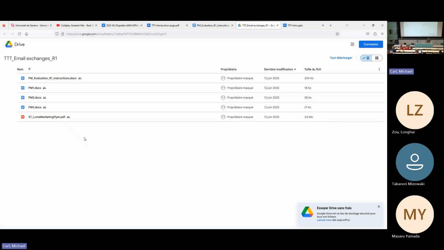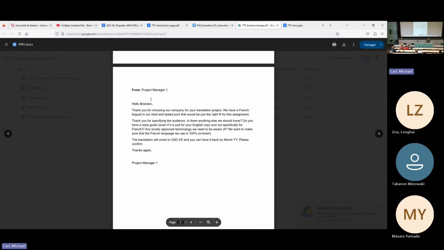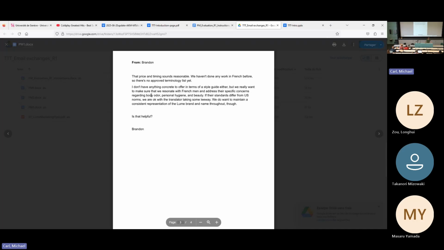So this is the source text. And Brandon would address these three project managers, asking them whether they can translate this from English into French. You're all knowledgeable in French, I guess? And here is the email exchange. So here is from Brandon, hello. I'm writing to contact you. Then there's a reply from the project manager 1, PM1, Brandon, and so on.